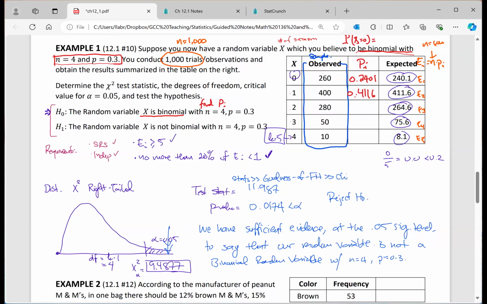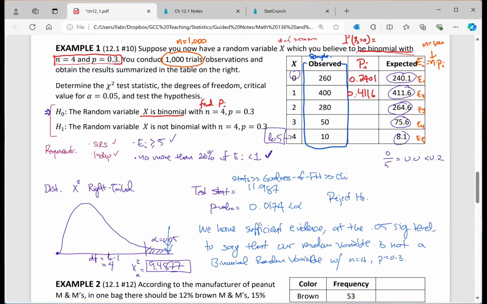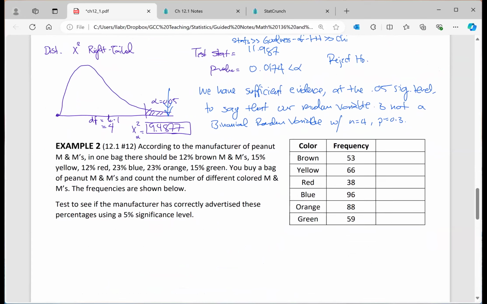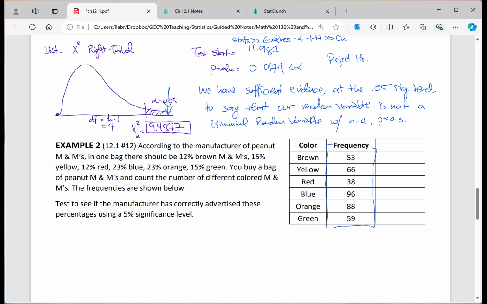All right, cool. And that basically summarizes our example. So you can see how quick this actually is. Most of the work is just in checking the conditions. So let's try another example. All right, so again, the problems themselves will give you the sample, but ignore the sample for a second.